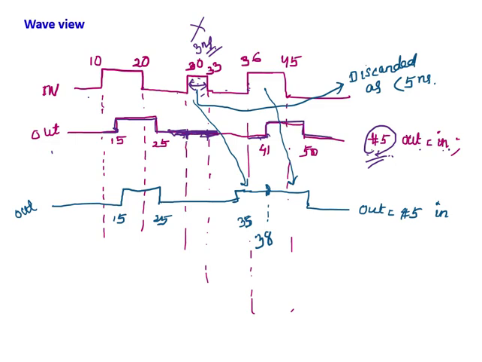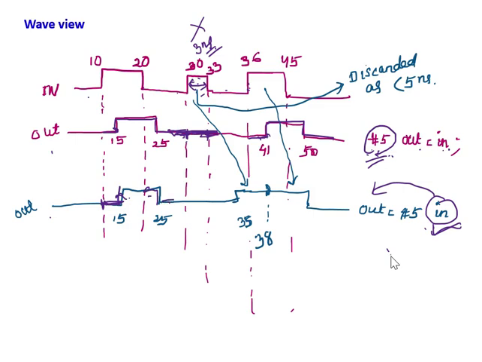Okay, but what happens here, out equal to hash 5 in? What will happen in this case? At 0 nanosecond the in will be evaluated, and after 5 nanosecond it will be assigned to out. So here it is 10, the transition happens at 10 nanosecond. So after 5 nanosecond we will get this transition 0 to 1. Then 20 to 25, after 5 nanosecond this transition we will get.